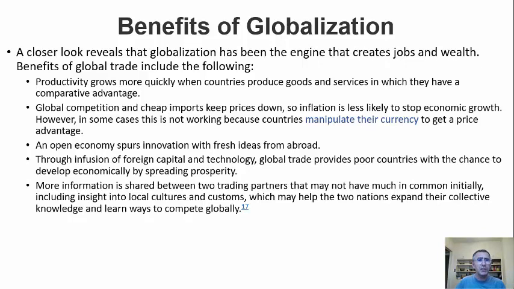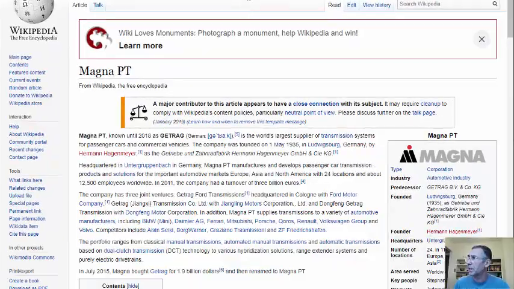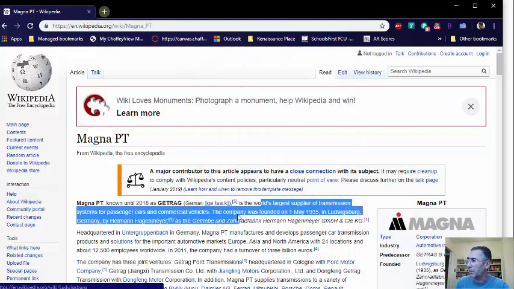There is a German manufacturer of car parts called Magna. They used to be called Getrag. And Magna, you probably have that product in your car and might not even realize that you do. So it was Getrag in 2018, and it's the world's largest supplier of transmissions for passenger cars.